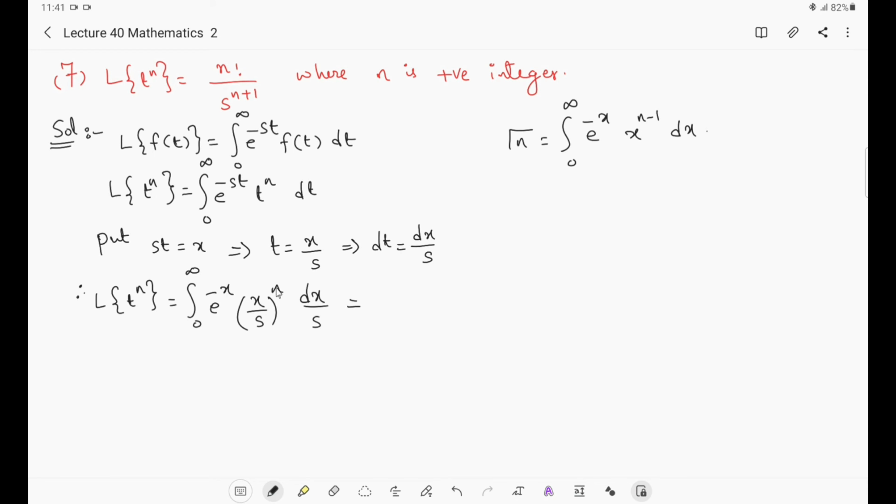So s power n plus 1 does not depend on the integration and can be taken outside of the integral, because the integration is with respect to x and s will be treated as a constant. So that is taken outside. Remaining is the integral from 0 to infinity of e power minus x, x power n dx. Now my intention is to use this formula. For using this, I need here n minus 1.